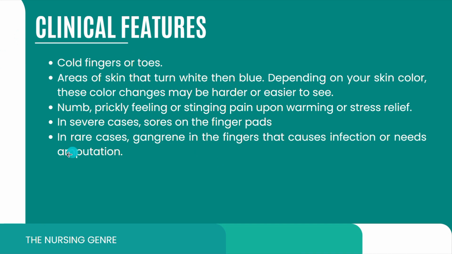You may see the following in Raynaud disease: cold fingers or toes, or an area of the skin that turns white then blue. Depending on your skin color, these colors may be harder or easier to see. And also you may feel numb, prickly, or a stinging sensation upon warming or stress relief. In severe cases, you may see sores on the finger pads. In rare cases, you can see gangrene in the fingers that causes infection or needs amputation.